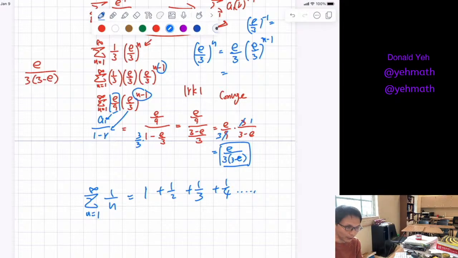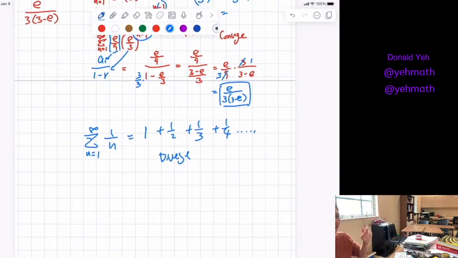So this one diverges. No, it's not 2. By the 3rd term, you're already more than 2. By the 4th term, you are more than 2. It's going to infinity. This is a very famous series. It's called the harmonic series. I'm going to repeat again.